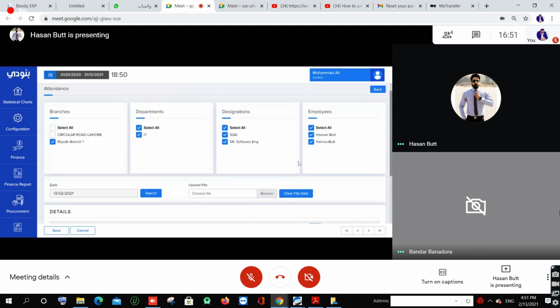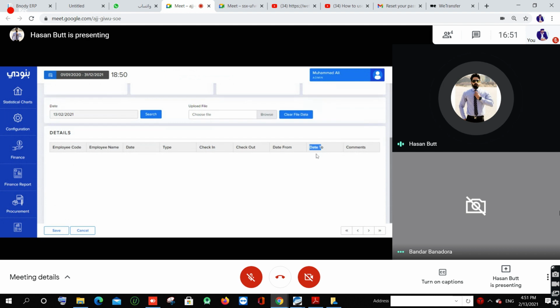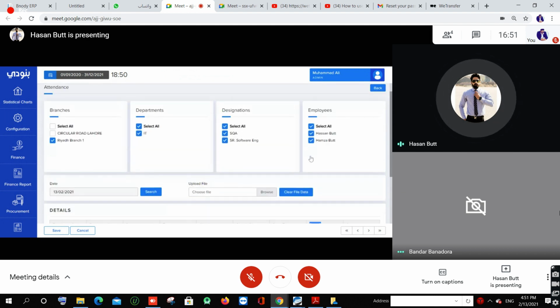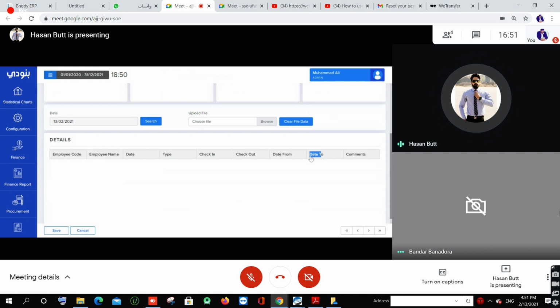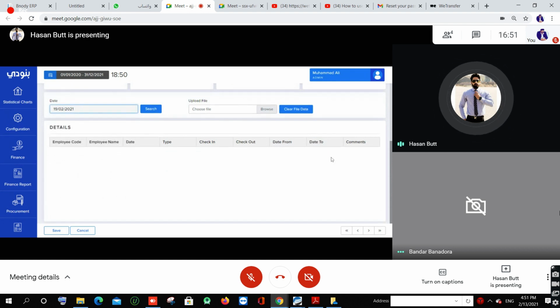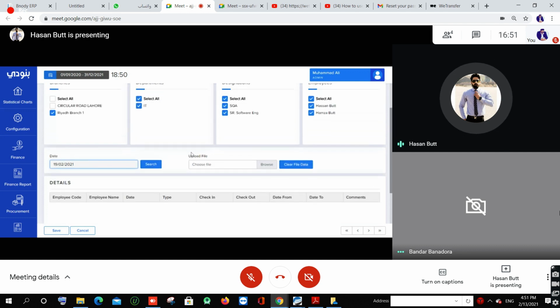Also, after that, you can see that we have the employees and all the departments for the attendance. So it is very easy to mark the attendance. And you can also add the date for which this attendance is going to be held.